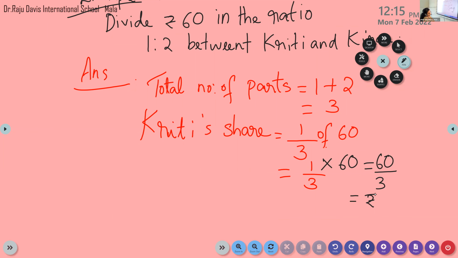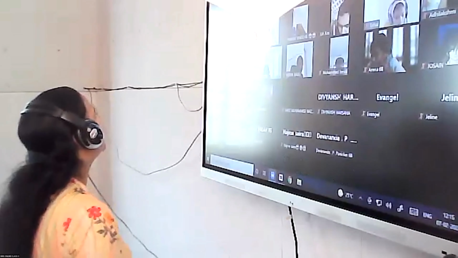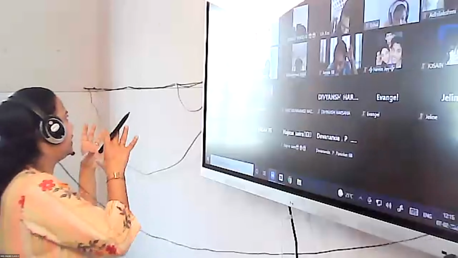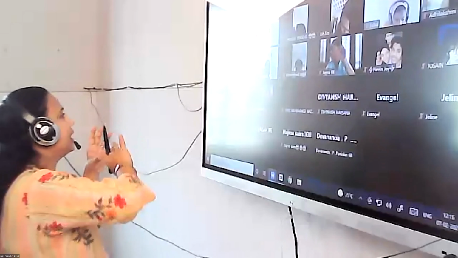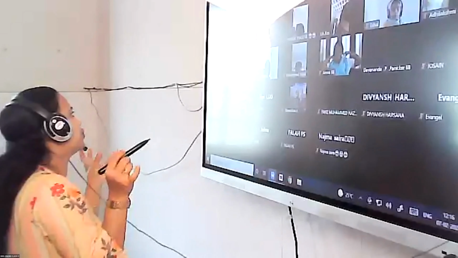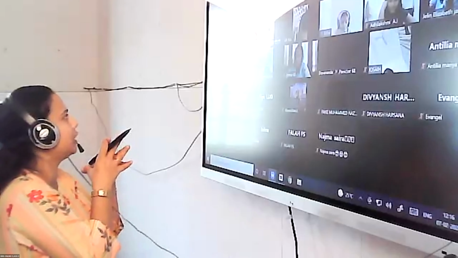Ma'am, I didn't understand this answer. 1/3 of 60 means, I think you are learning in class 4, my dear. 1/3. See, 60 rupees is there. Ma'am, 20. 20, yes. So, if Kriti is getting this 20, the other person, Kiran, should get double because the ratio is 1:2. So, if Kriti is getting 20, how much will the other person get? 40. So 40 plus 20, the total amount is 60.